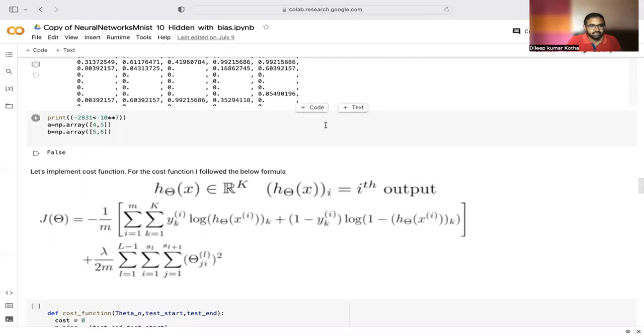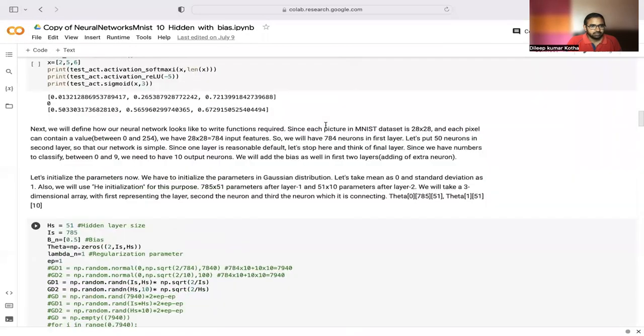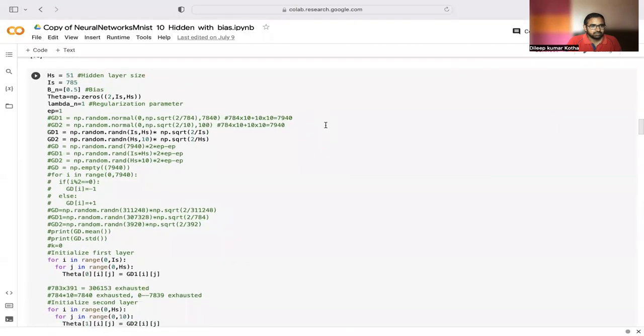So here I'm initializing the weights, all the parameters. This is the He initialization. So what are the parameters between layer 1 and layer 2? How to initialize this? You have to do it this way. You take a random normal distribution, which gives values between -1 to +1, and you multiply it with the square root of 2 by the first layer size. Since the first layer is the input layer, I put 2 by is.